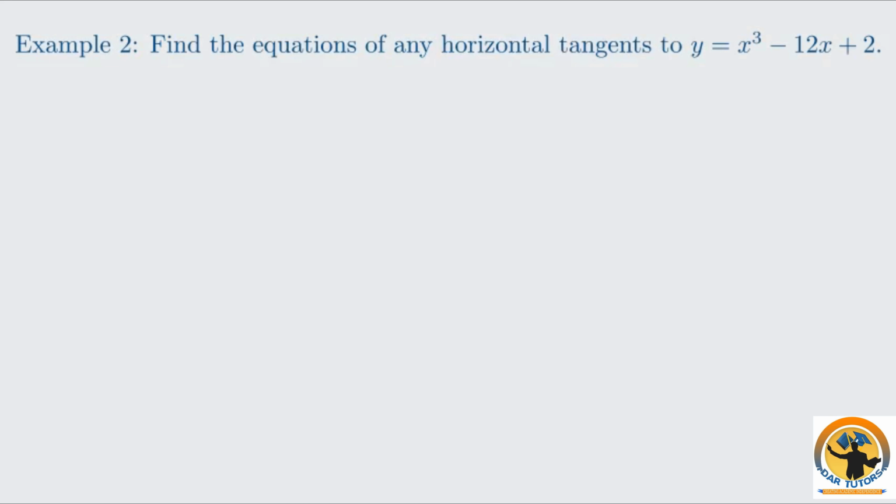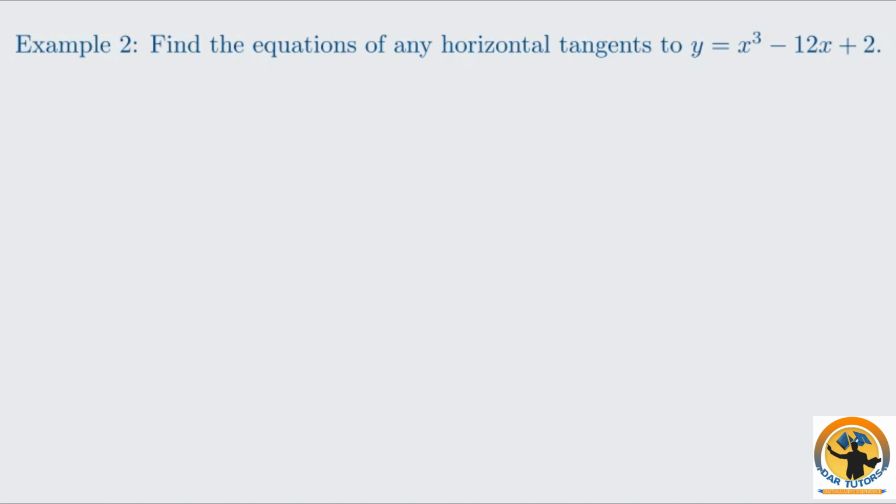Let's look at a different type of problem. Finding horizontal tangents. We need to find the equations of any horizontal tangents to the curve y equals x cubed minus 12x plus 2. The key property of a horizontal line is that its gradient is 0. Therefore, to find horizontal tangents, we need to find the points where the derivative of the function is 0.